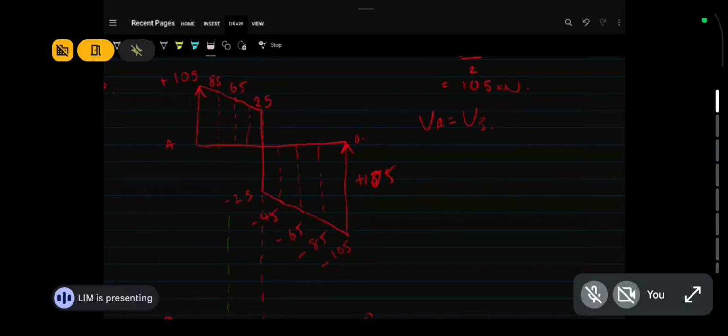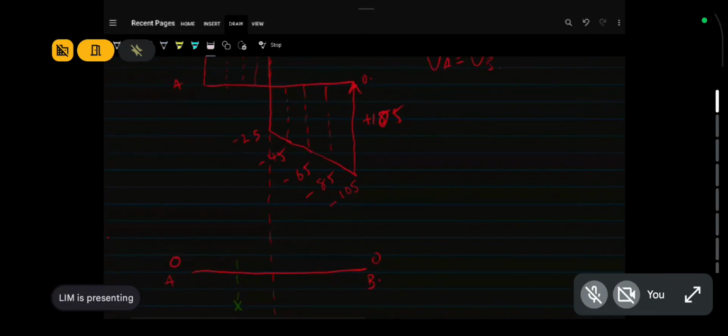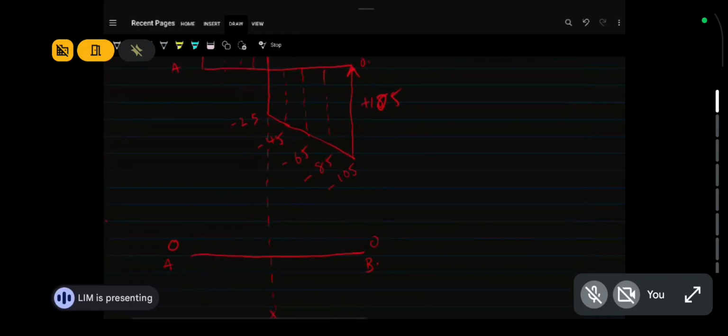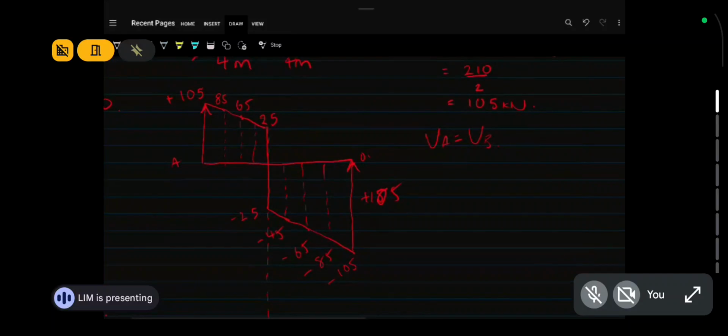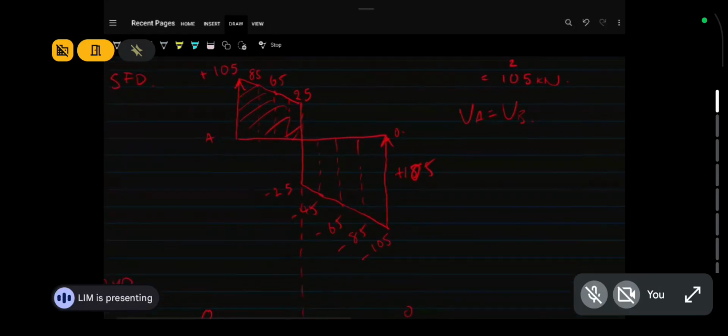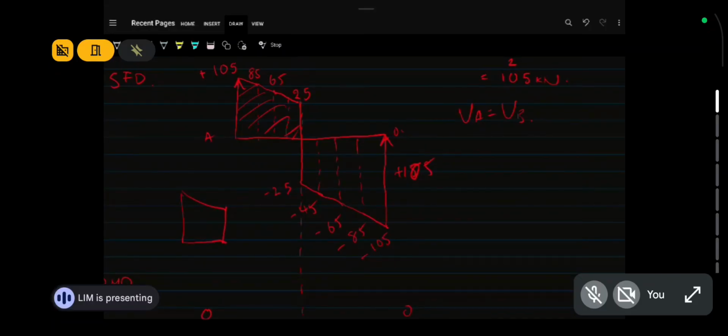So moment in the middle, what do you think it is? Moment in the middle means you calculate the area of the shear force diagram up to the middle. There, all the area. You calculate the area for me. You tell me what is the number. That will be the moment. What is the area? That is a trapezium.